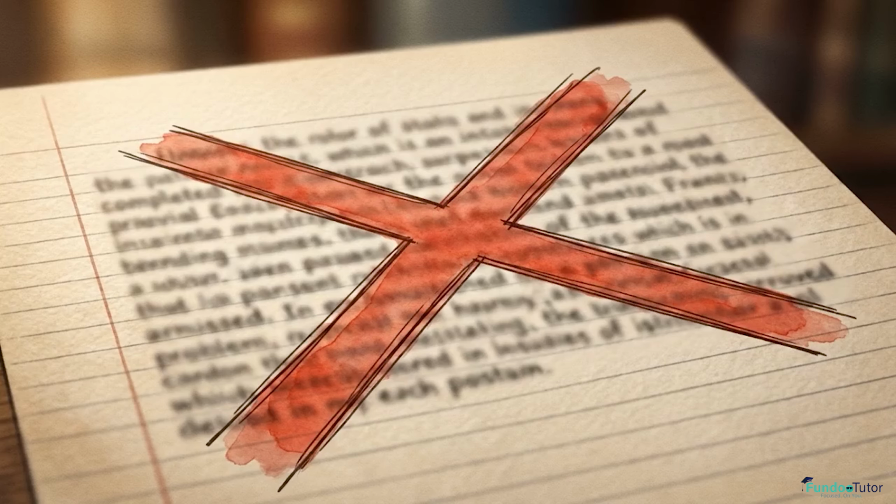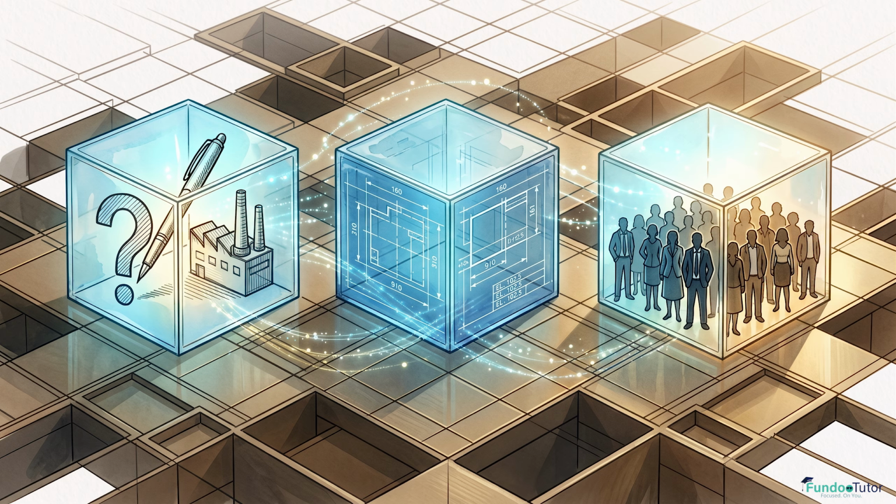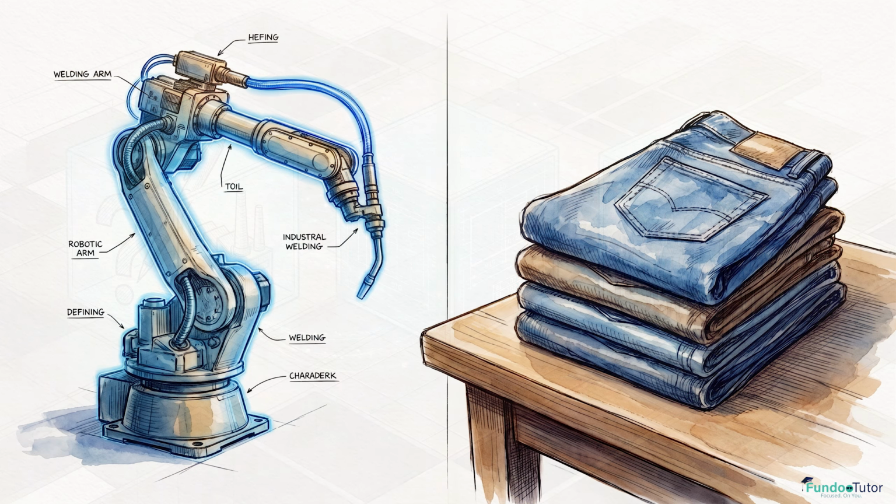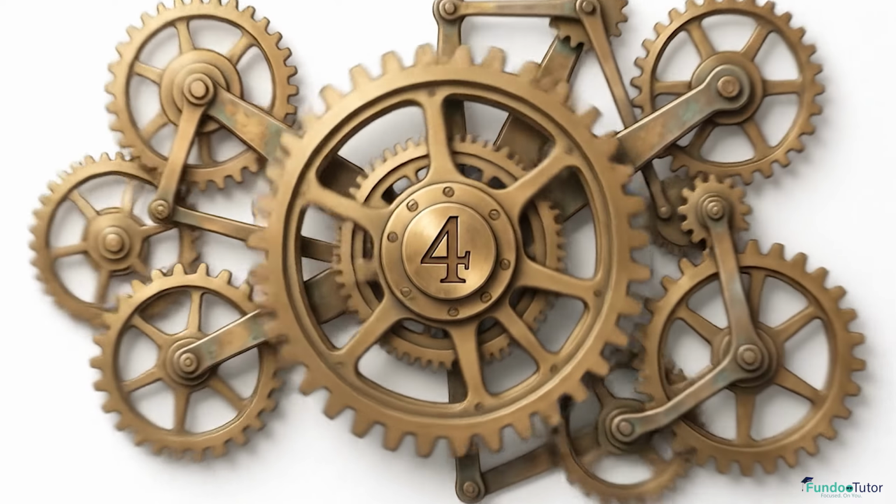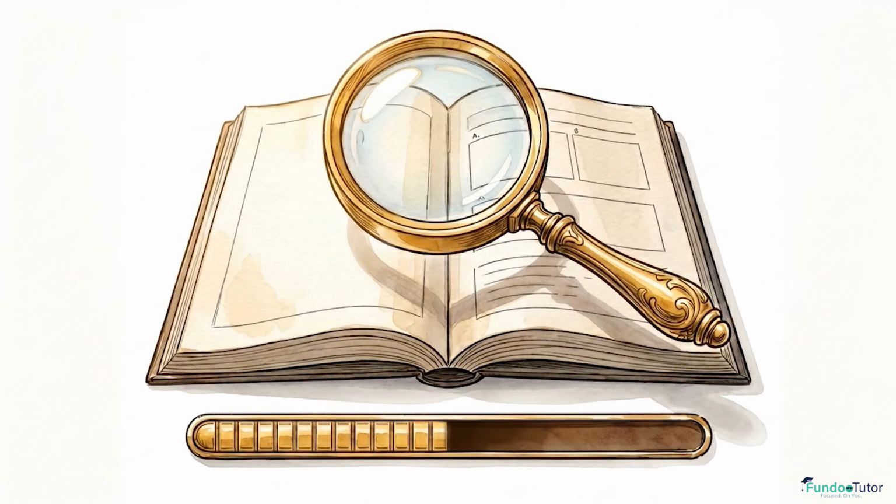To secure full marks here, avoid vague descriptions. You must use the exact terminology of the basic economic questions: what, how, or for whom, and back them up with specific manufacturing examples. Now we hit the critical mechanism of the free market in question 4.